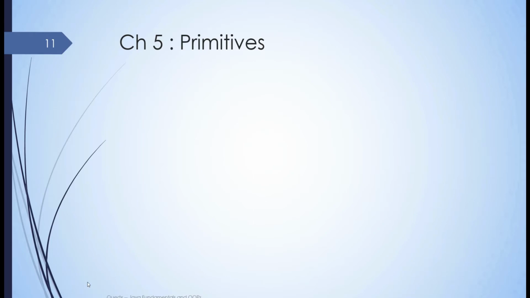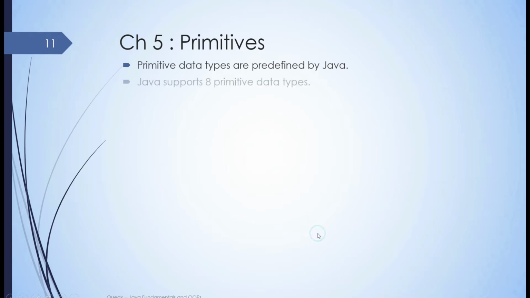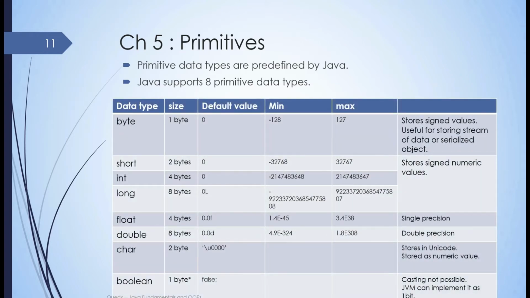Let's take a look at what primitive data types are. So primitive data types are predefined by Java. They're available off the shelf. So there are totally 8 primitive data types that are available as part of Java. The below table describes the different data types. Let's take a deep look at each of the data types.